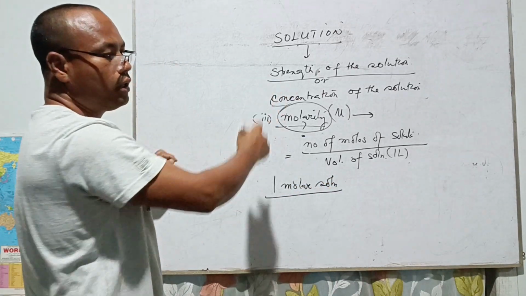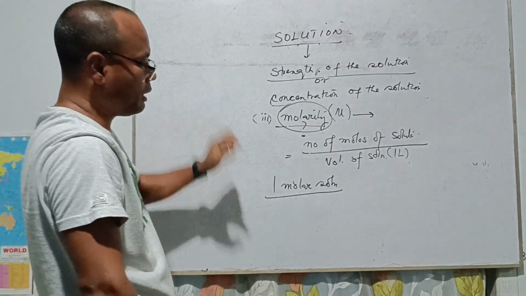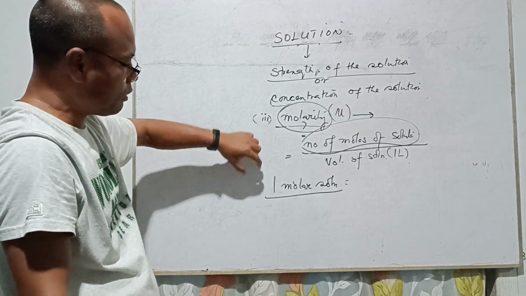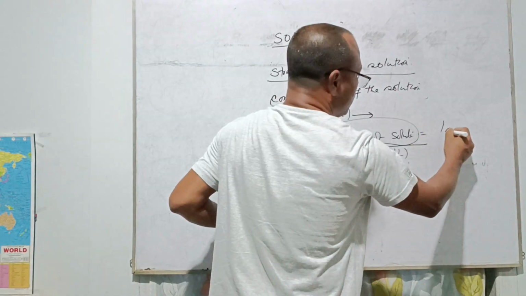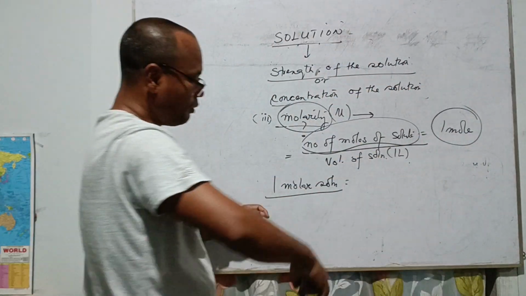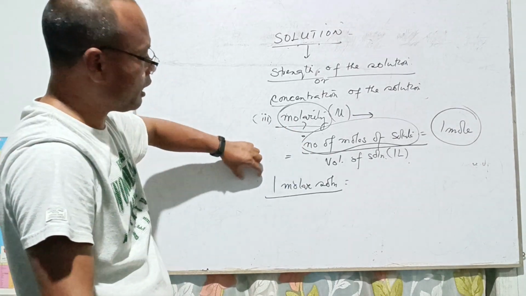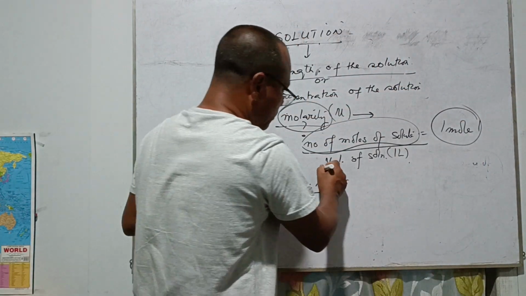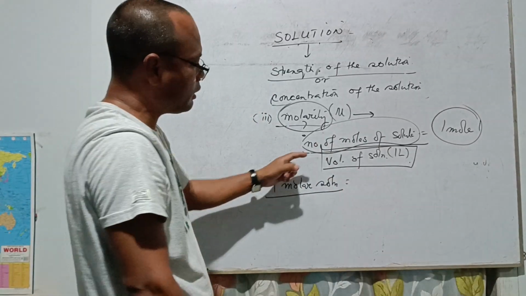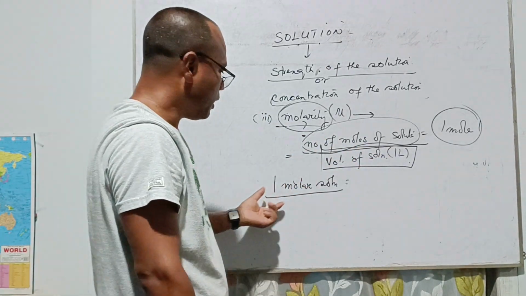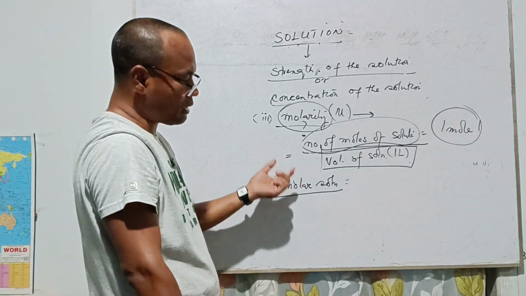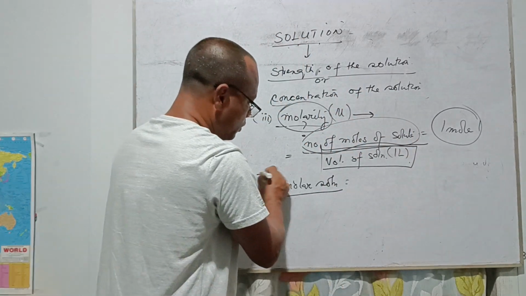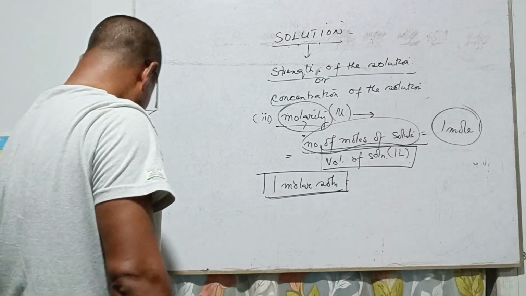1 molar means 1 molarity solution. So a 1 molar solution means the number of moles of the solute. What is the number of moles of solute in a 1 molar solution? That is 1 mole of the solute. And what will be the volume of the solution? It always speaks in 1 liter. So a 1 molar solution means 1 mole of the solute present in 1 liter of the solution. That is what we call a 1 molar solution.